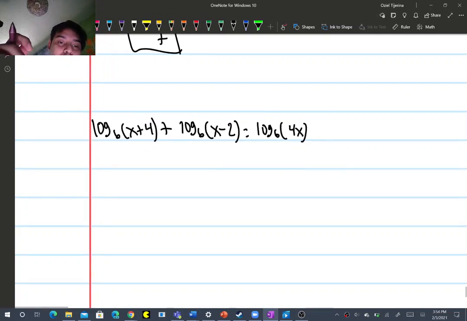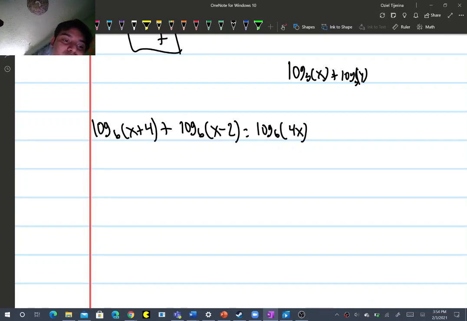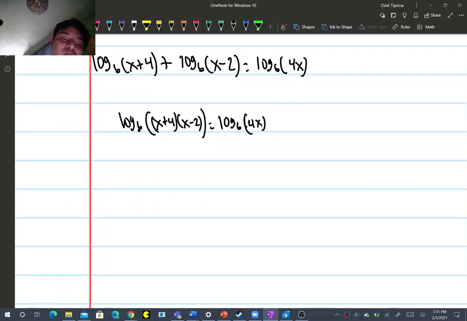Now, again, when you do the log base b of x plus the log base b of y, you want to make sure you bring the x and y together. So you're going to say log base 6 of x plus 4 times x minus 2 equals the log base 6 of 4x. Because the bases are the same now, we can make these two equal to each other. So we can say x plus 4 times x minus 2 equals 4x.